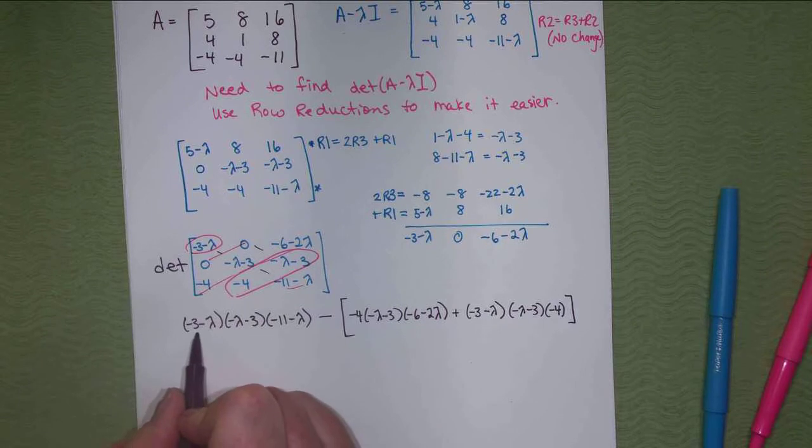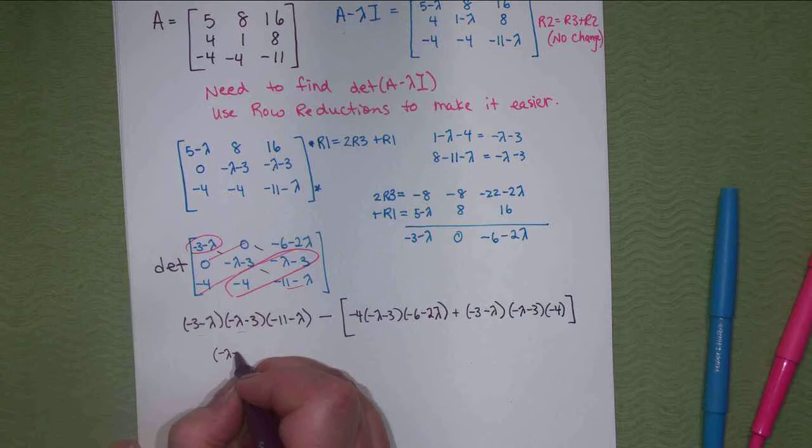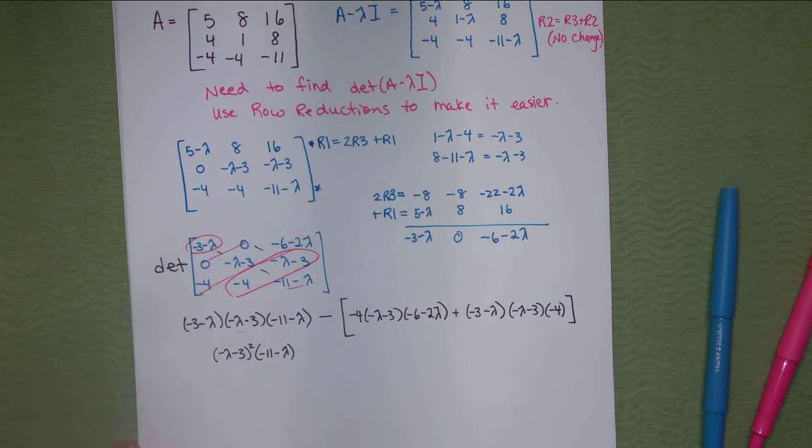Are these two the same? Yeah. So we could say this is minus lambda minus 3 squared times minus 11 minus lambda. Do you agree with that? Yeah. Okay. Here, minus and a minus is a plus 4.